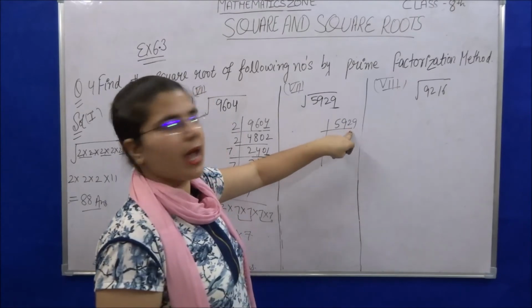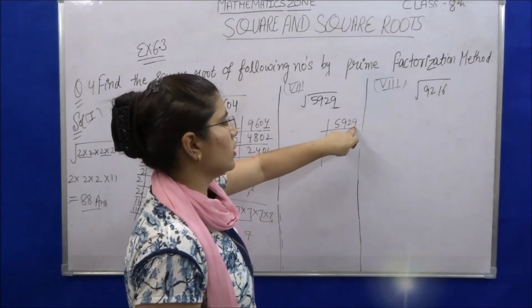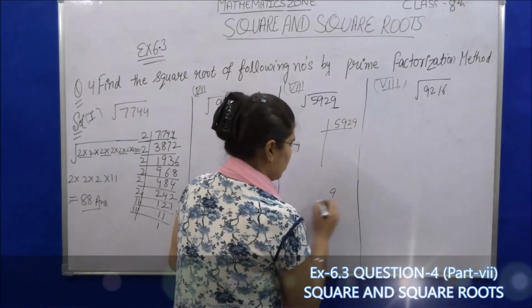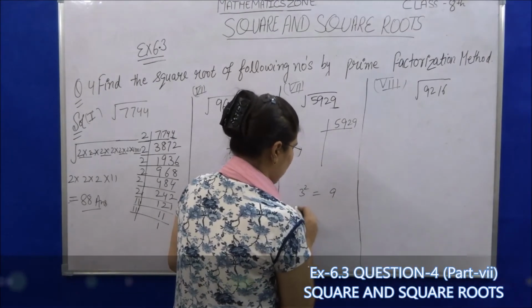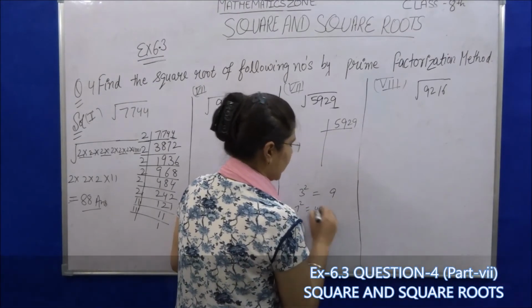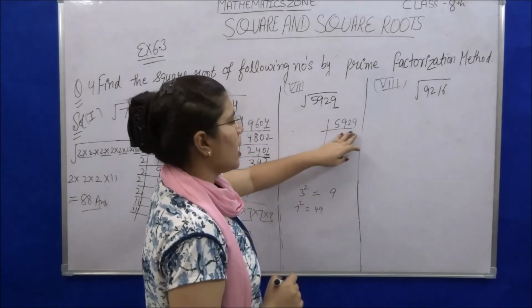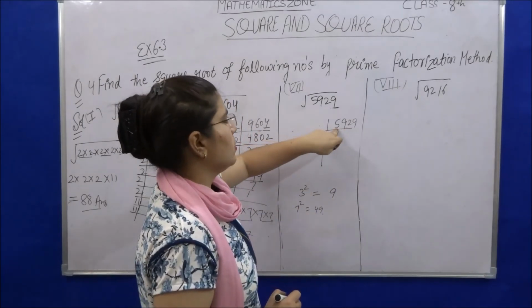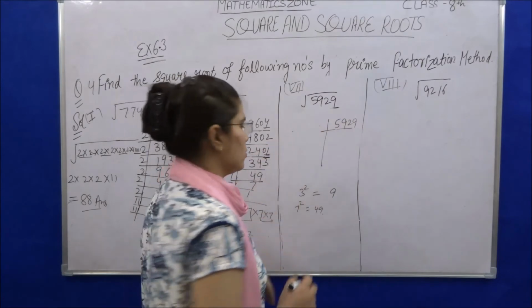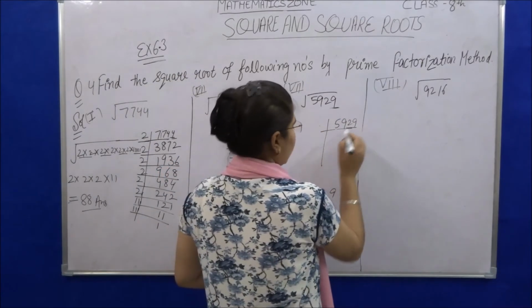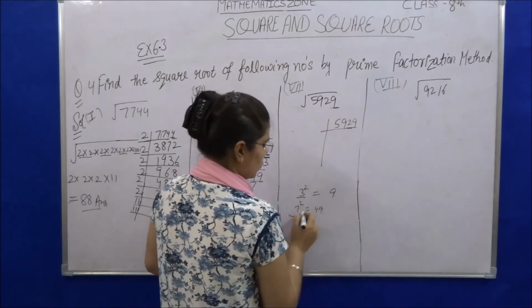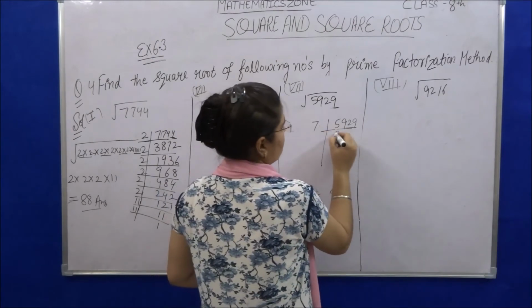Now as at this number at the unit digit 9 is present, which may be 3 square or 7 square is also 49. So if we take 3 as a number, then it can't be divided 59, 29. So instead of 5929 divided by 3, we will choose 7 as a number.